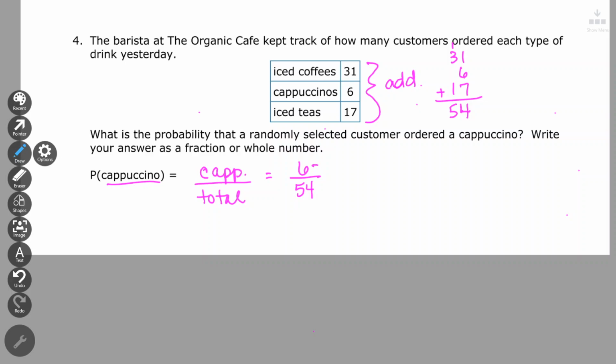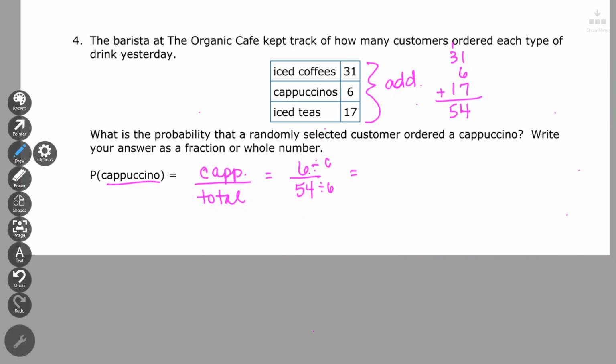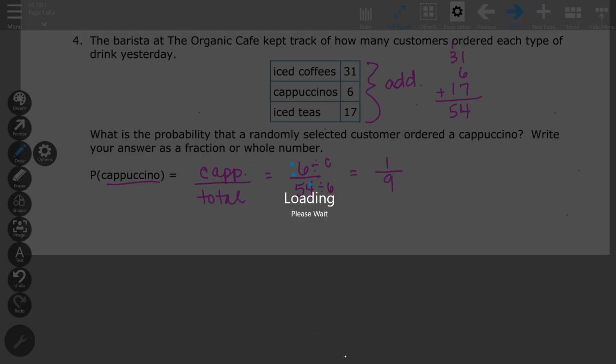So now we can get the GCF. We can divide by the greatest common factor. Now, we could say a 2, but a 2 would only give us one of the factors. It wouldn't be the greatest since both of these are even. So we can also say a 3, but a 3 wouldn't be the greatest. So the greatest would be a 6. All right. 6 divided by 6 is 1. 54 divided by 6 is 9. So 1 out of 9 drinks ordered would be a cappuccino. All right, let's move on to the next side.